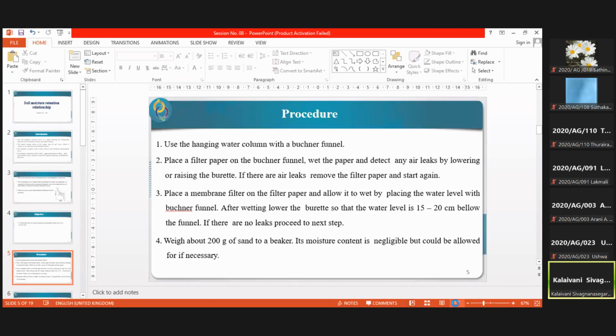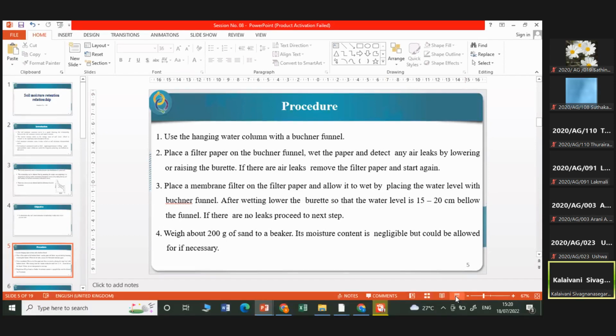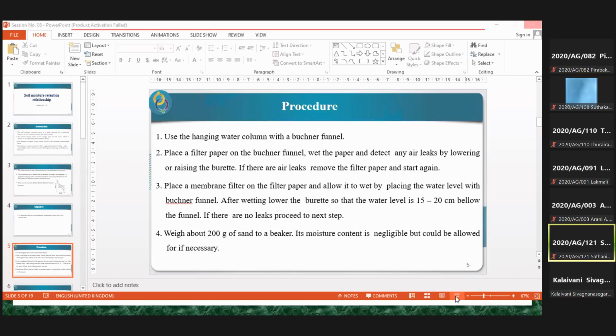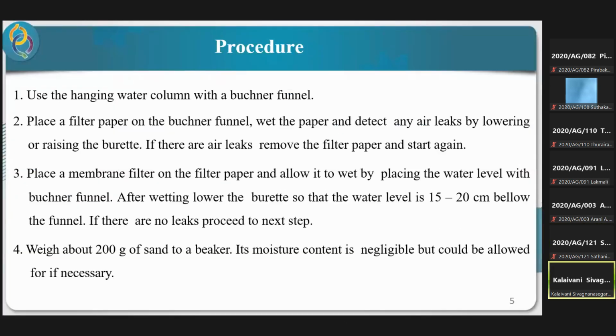Can you see the slide? Is it visible? Yes. Okay, so can you tell the procedure or read the procedure?